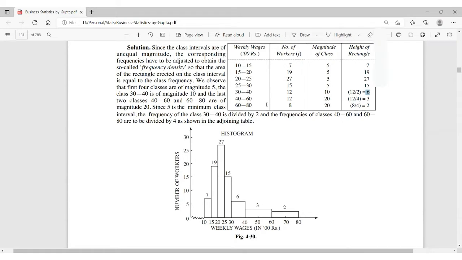6 ka ho gaya tha na? Matlab 30, yes sir. 35 bhi 6 ho gaya and 35 to 40 bhi 6 ho gaya, right? Yes, sir. In the similar way, 40 to 45, 45 to 50, 50 to 55, 55 to 60. Sab kitne aage? 3. Similarly, 60 to 80 wala bhi sab aage 2.